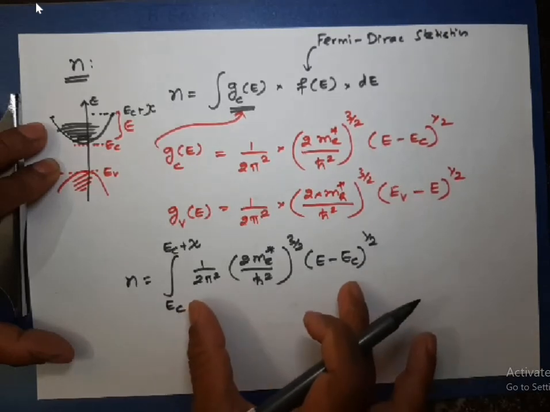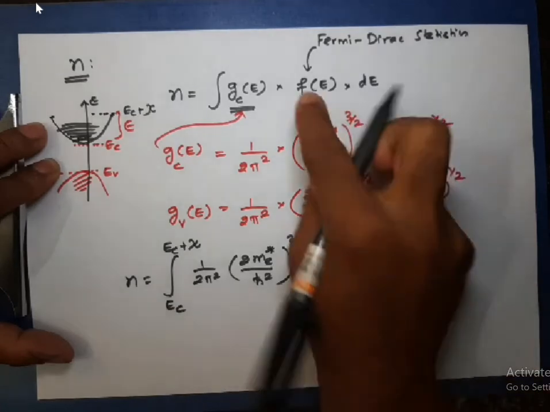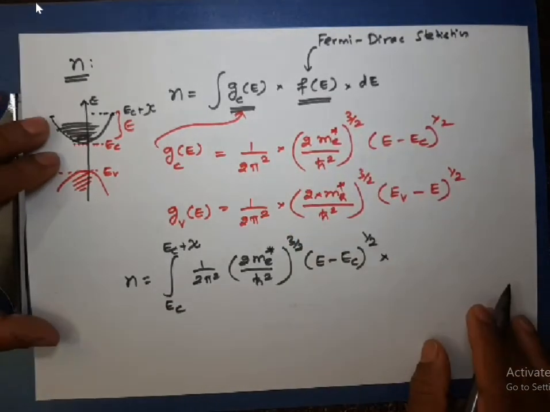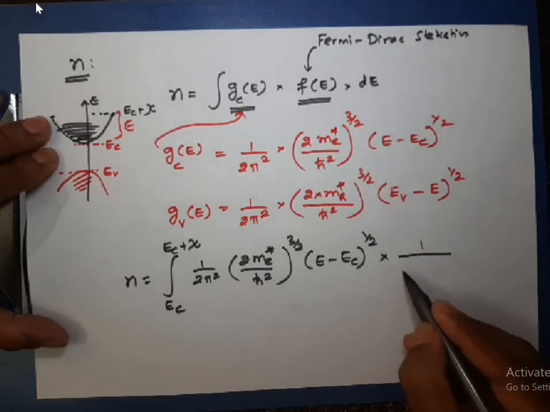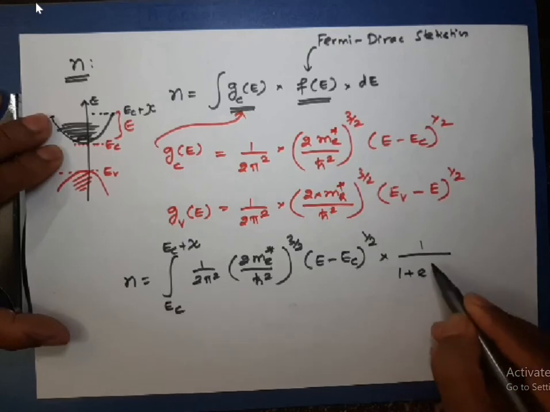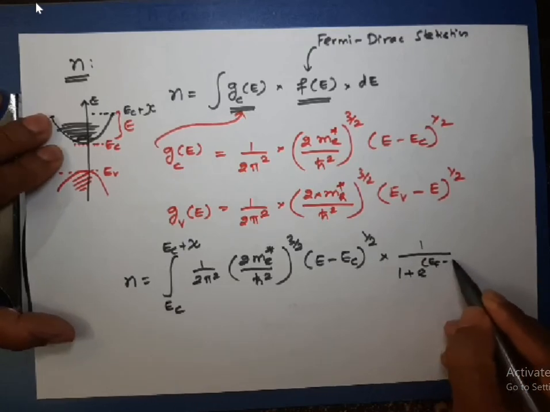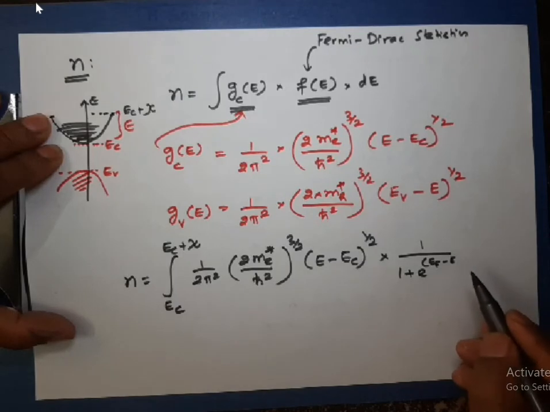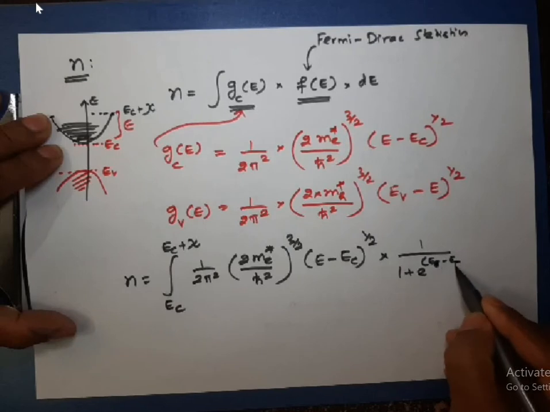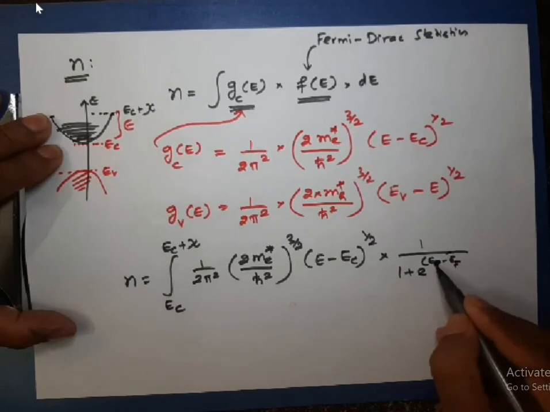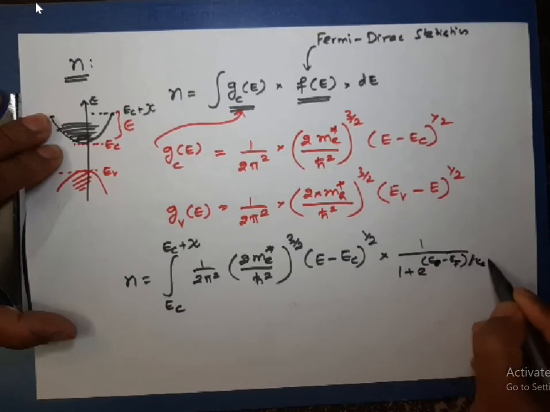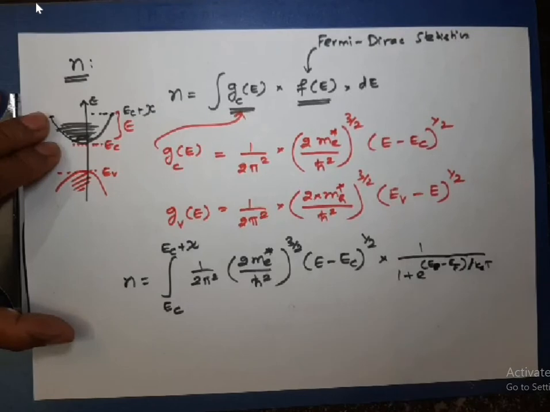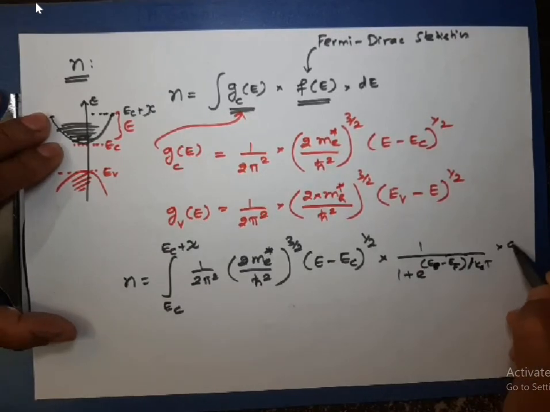Okay, this is the density of states in the conduction band, multiplied by the Fermi-Dirac distribution function, which is nothing but 1 by 1 plus e power (E minus EF) by kBT, where EF is the Fermi energy. So this is the Fermi-Dirac function, into dE.